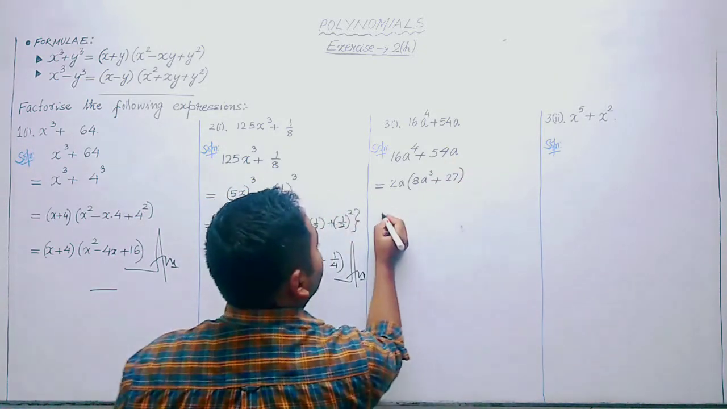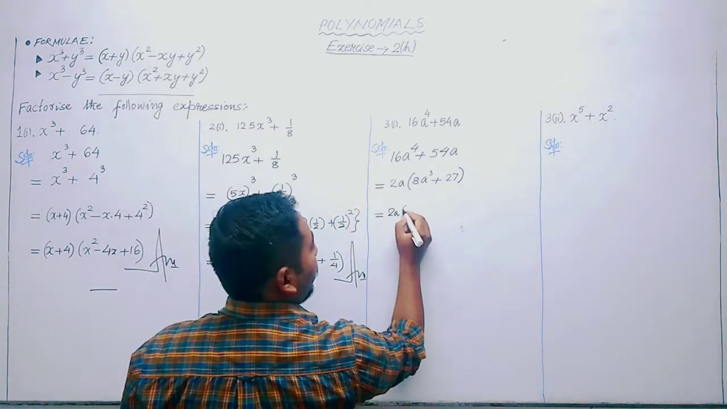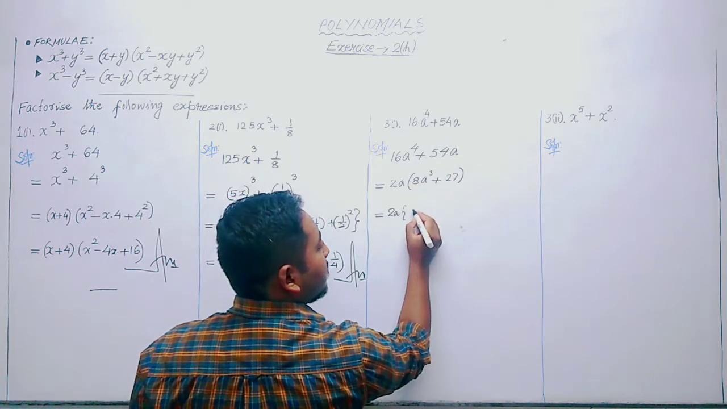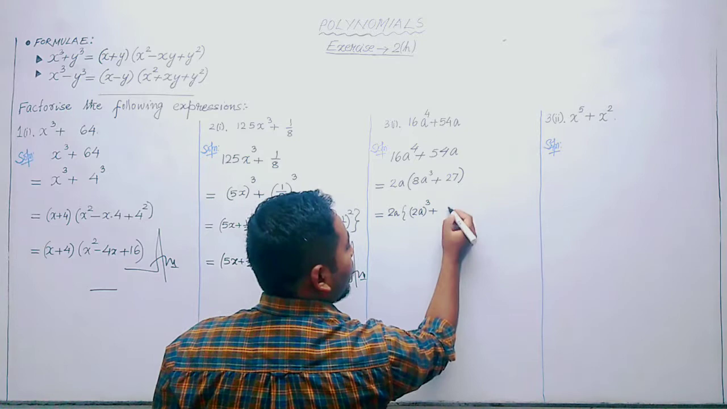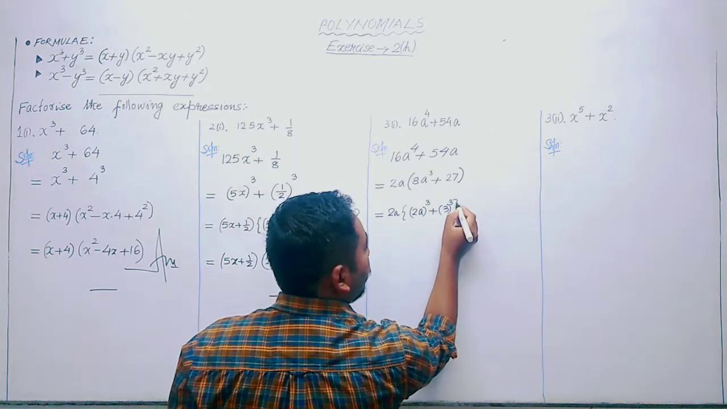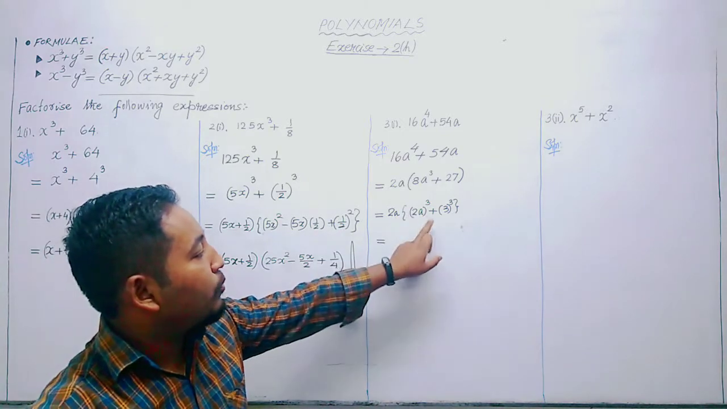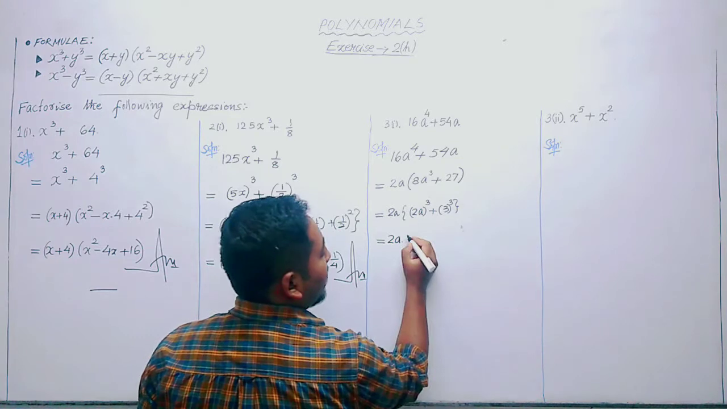No problem. Now, this 2a remains as it is. Now, if you look at this one, 8a cubed, again, 8 can be expressed in the form of 2 cubed. Now comes a cubed plus 27, which means 3 cubed. Now again, is it not in the form of x cubed plus y cubed? Yes, it is.